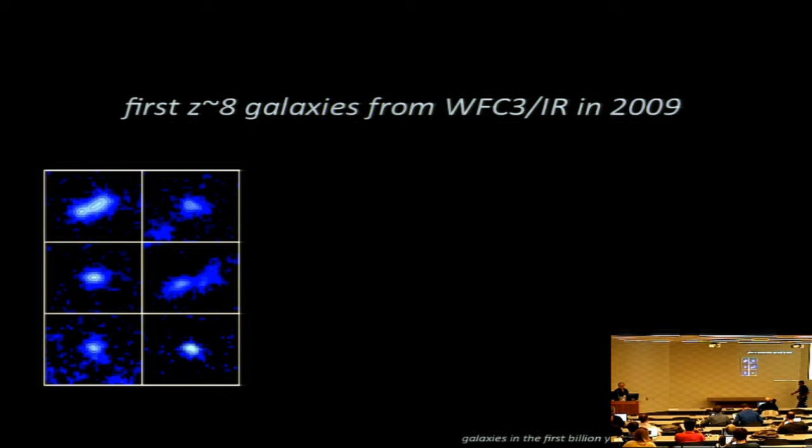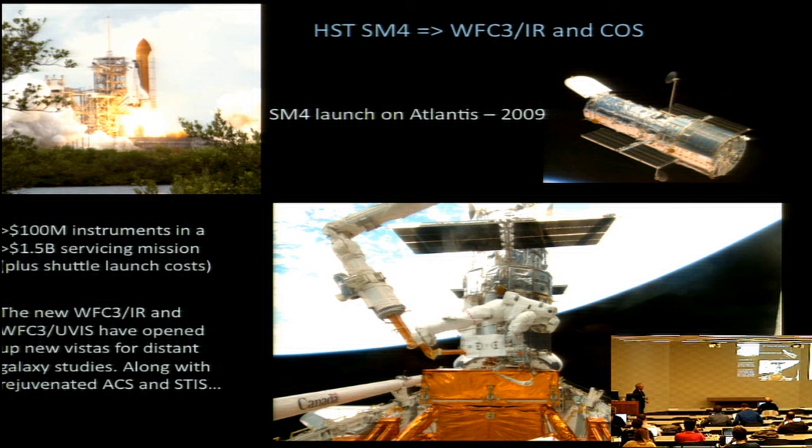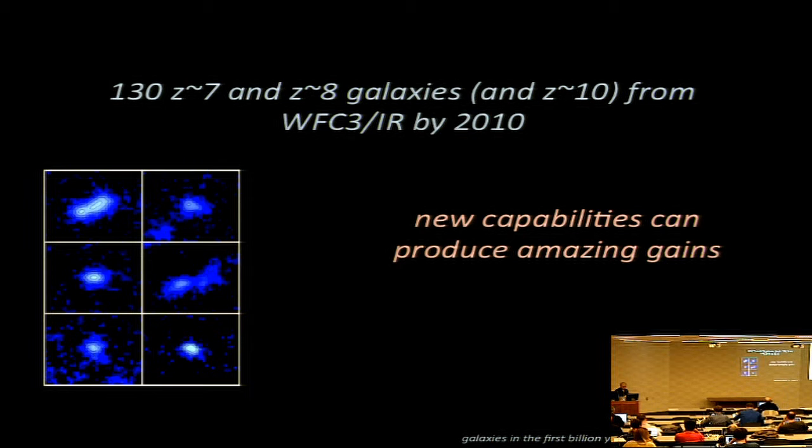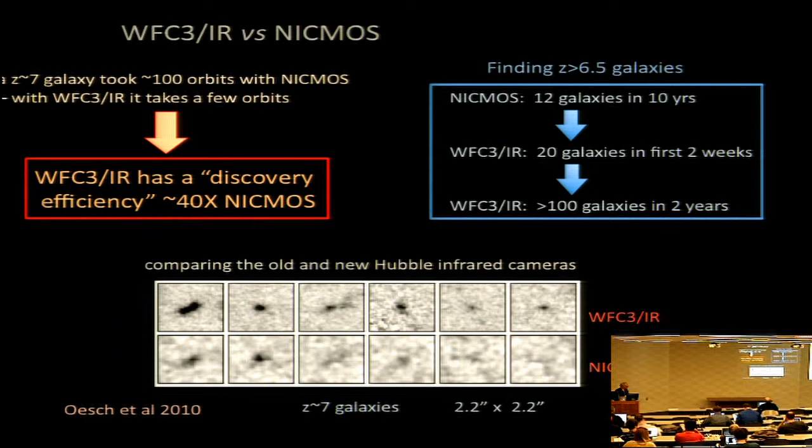Redshift 8 was a real goal for new cameras as they came along, and the Wide Field Camera 3 was the camera that made a huge difference in this area. Again, just emphasizing how much is invested in these facilities. Over $1.5 billion was invested in this servicing mission, excluding launch costs, and including the instrument. And so these are phenomenally expensive facilities and capabilities that we're using. But fortunately, they really have made a huge difference.